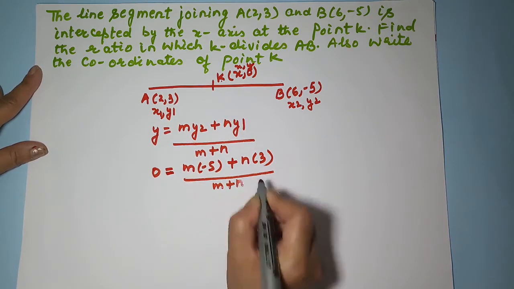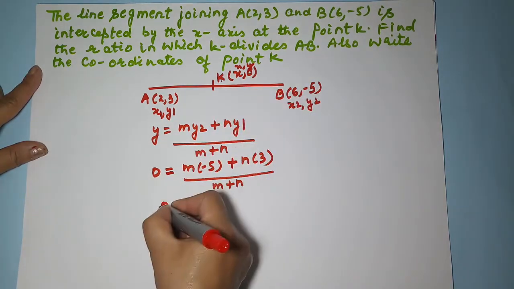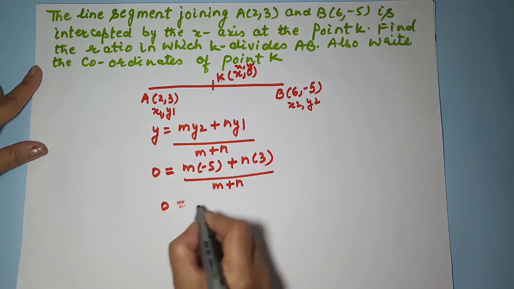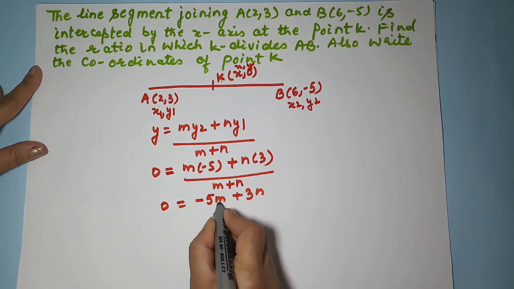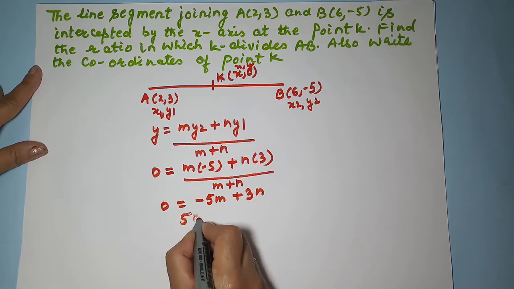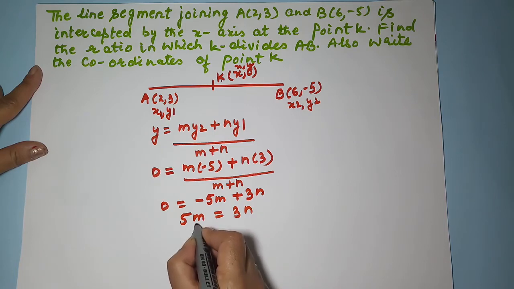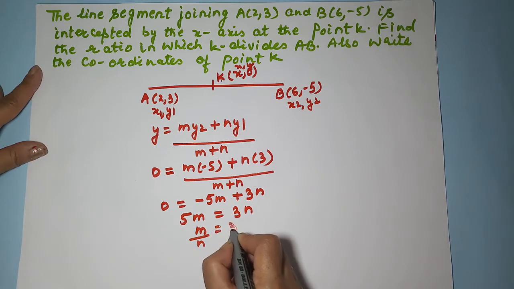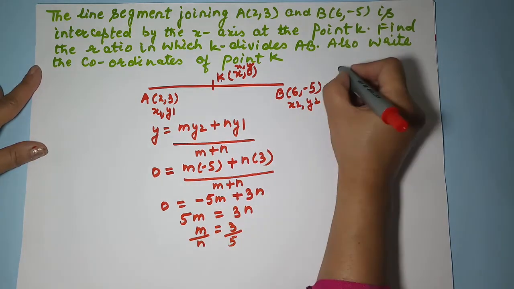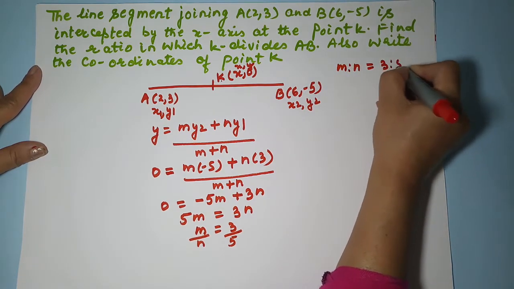And what about this m plus n? It will remain there. Now we will cross multiply, so it will go. That's why we have taken this y coordinate. 0 is equal to -5m plus 3n. So I'll shift this 5m this side. It will become 5m equal to 3n. Now let me put this m upon n, and this 5 will go here. So I will have m upon n equal to 3 upon 5. So I have found the ratio m is to n as 3 is to 5.